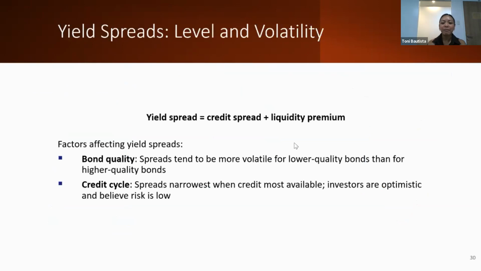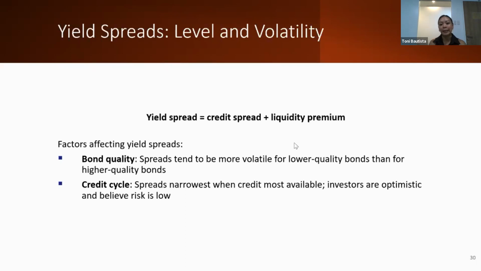Now, aside from this, we would normally look at your yield spread, which is equal to your credit spread plus your liquidity premium. And the factors affecting yield spreads would be the bond quality. So spreads would normally be more volatile for speculative grade bonds than for investment grade bonds. And we would normally look at the business cycle or the credit cycle. Spreads are narrowest when credit would be most available and investors are optimistic, and widest when there are bad news and everyone's pessimistic on the market.